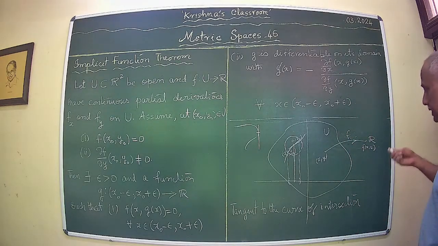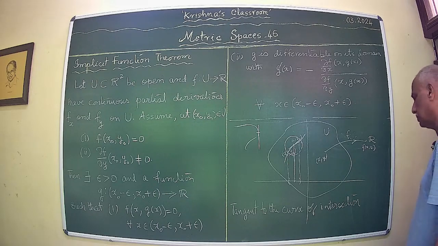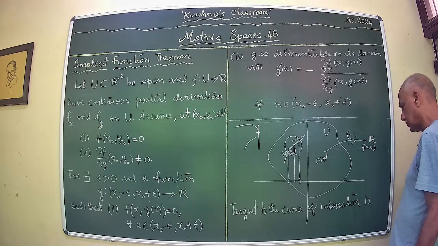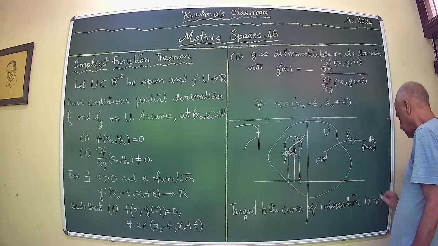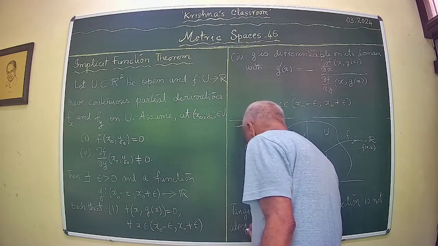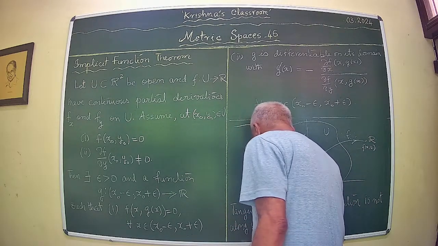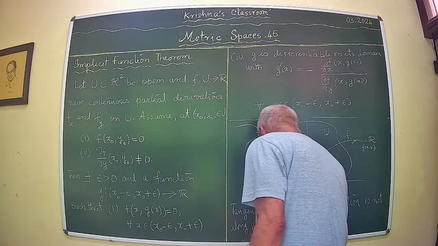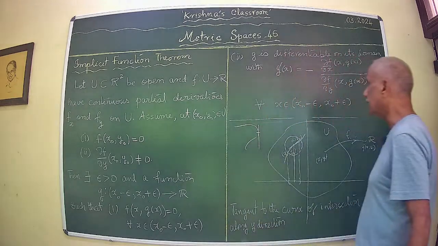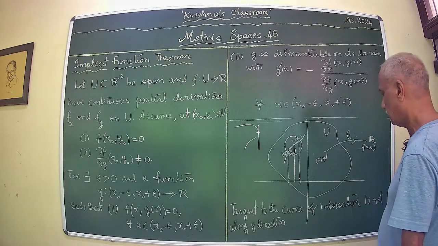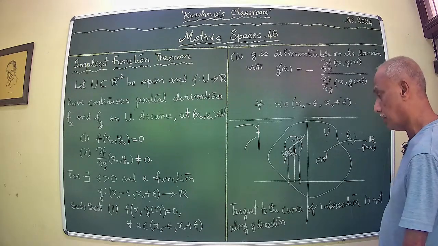There is yet another condition which I will come to. The curve of intersection is not along the y direction. That's the meaning of saying that the partial derivative of f with respect to y is not equal to 0.